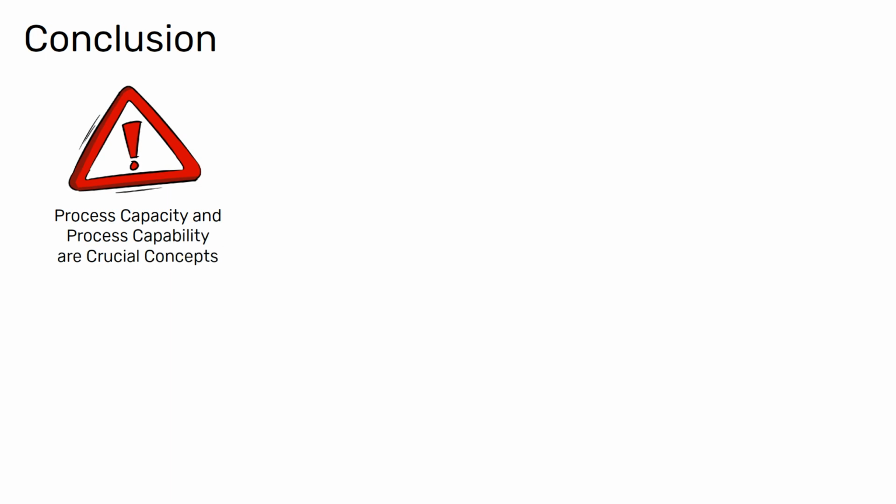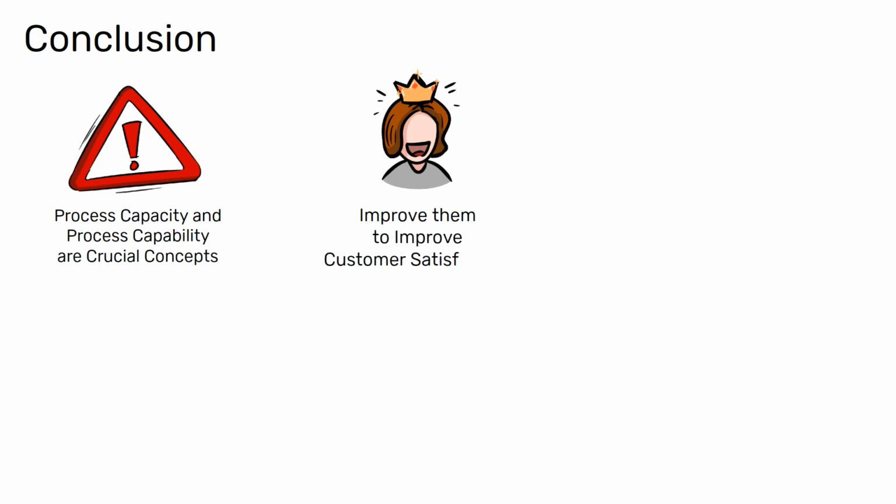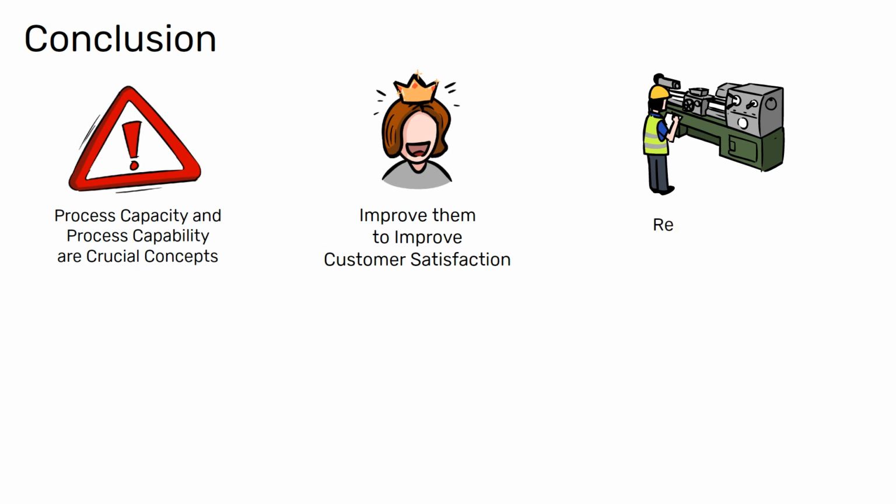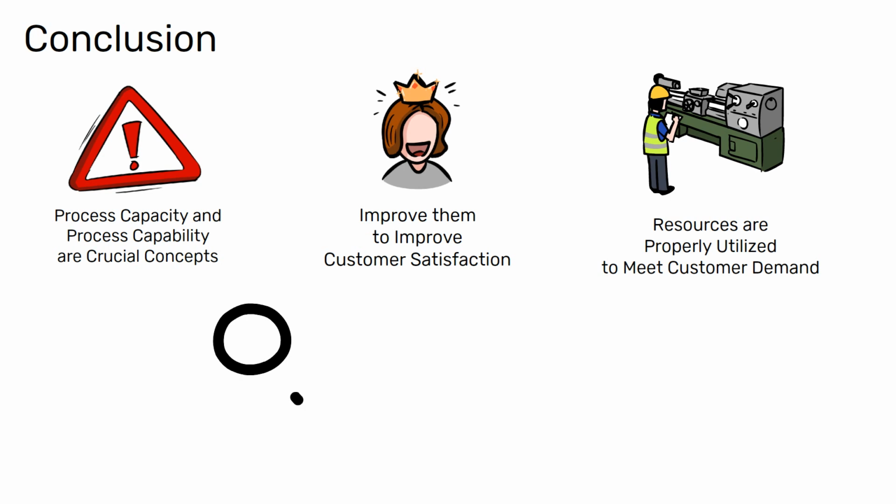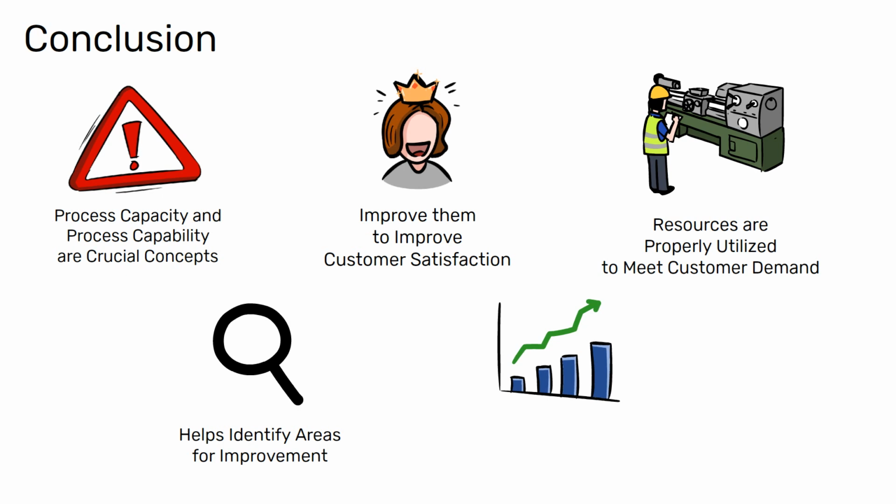Conclusion. Process capacity and process capability are crucial concepts in lean manufacturing. Understanding and optimizing these factors contribute to improved production efficiency, reduced waste, and enhanced customer satisfaction. By assessing process capacity, manufacturers can ensure their resources are properly utilized to meet customer demand. Process capability analysis helps identify areas for improvement, reduce variability, and enhance quality. Incorporating Lean and Six Sigma methodologies into your organization's operations will enable you to achieve higher levels of performance and maintain a competitive edge in the marketplace.